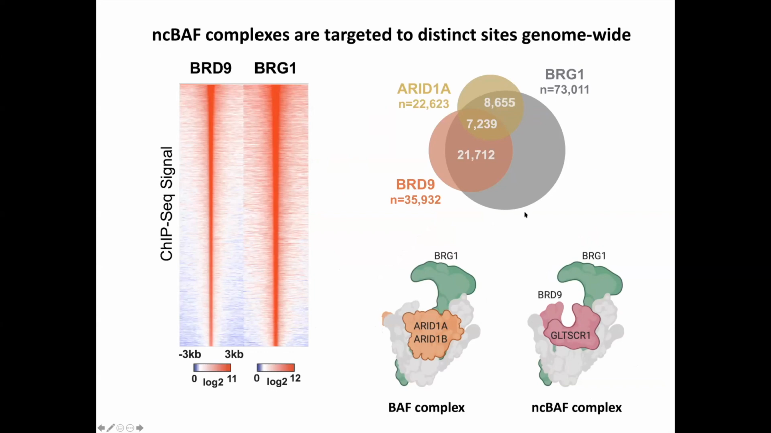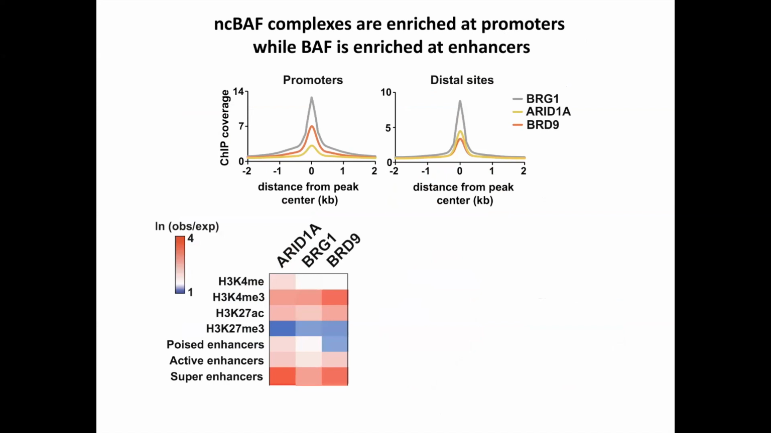And we found that while ARID1A and BRD9 both overlap quite well with BRG binding, they actually have pretty unique binding patterns, suggesting that there were very specific binding patterns of these two different complexes. And indeed, when we look a little deeper, we find that BRD9 is more highly enriched at promoters, whereas ARID1A seems to be more enriched at these distal sites.